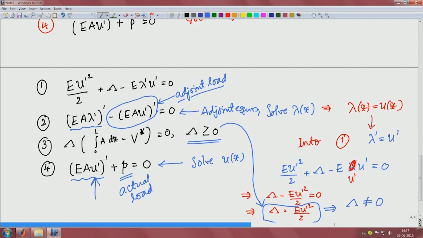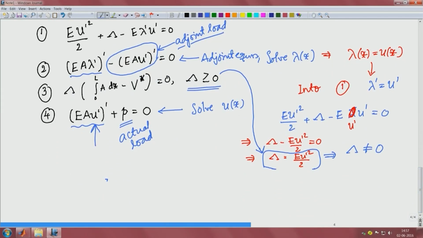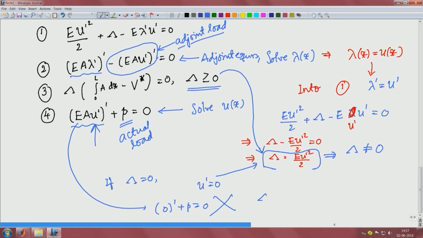Let us write down, if lambda is equal to 0, from that equation we say that u prime should be equal to 0. Then from this equation we will have 0 prime plus p equal to 0, which is not true because p is given to us. So, lambda is not equal to 0. When it is not equal to 0, it should be positive. So, we know that lambda should be greater than 0 in this problem.